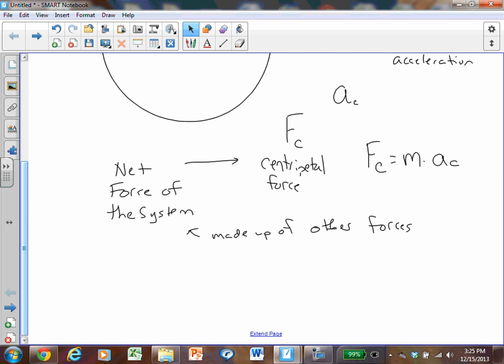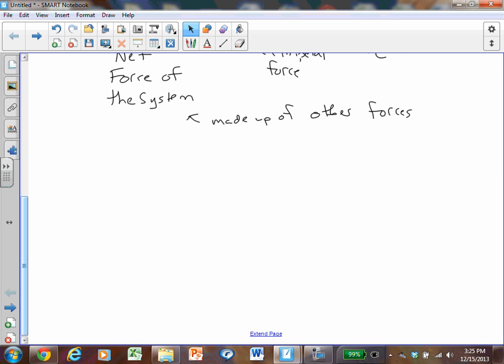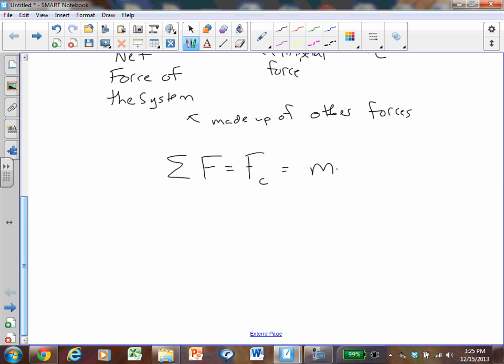So it ends up that the sum of your forces equals the centripetal force, which is equal to the mass times the centripetal acceleration. And we use our free body diagrams to decide what force or combination of forces create this net force.